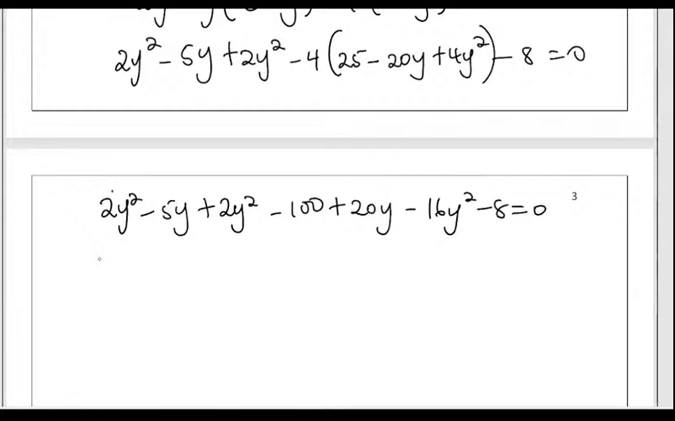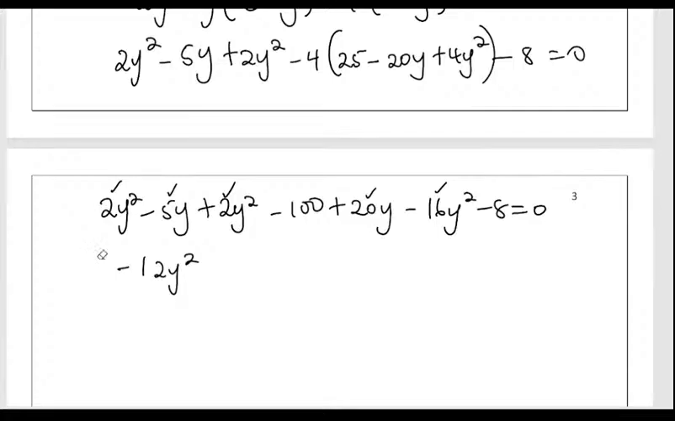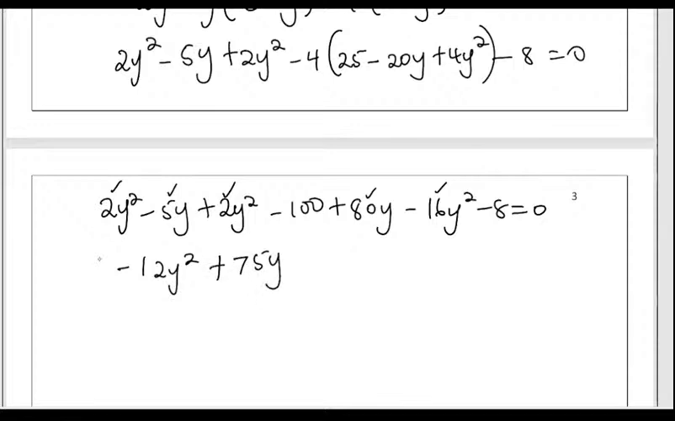Let's now collect the like terms. 2, 4 minus that. So we have a negative 12y squared. Then minus 5 plus 20. What is minus 5 plus, why is it a 20? Isn't that witchcraft? Supposed to be 80, because 4 times 20 is 80. So negative 5 plus 80 is giving me a positive 75y. Okay, and then minus 100 minus 8, I'll get negative 108 is equal to 0.